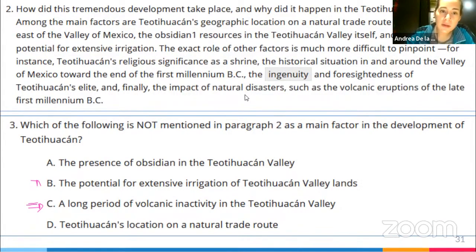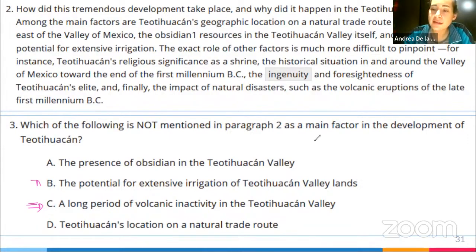Not mentioned. I'm not sure. Remember, keywords are words that you feel you can find in the paragraph. Things that they are asking about, right? Obviously, they're asking for something that's not mentioned, but as about what? Regarding what? Main factor in the development. Great. That's it. Those are the keywords.